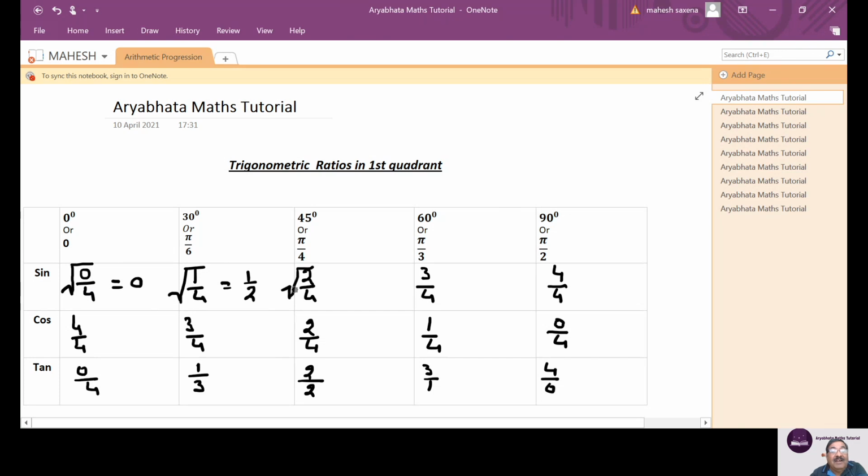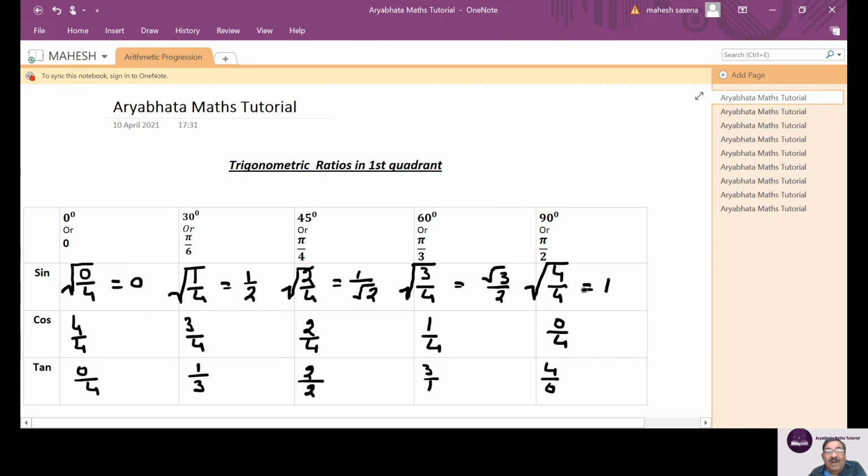Similarly, here, under root of 2 by 4 is 1 upon under root 2. Therefore, the value of sine 45 degree is 1 upon root 2. Similarly, under root of 3 by 4 is root 3 by 2. Therefore, the value of sine 60 is root 3 by 2. Under root of 4 by 4 is 1. Therefore, the value of sine 90 is 1.